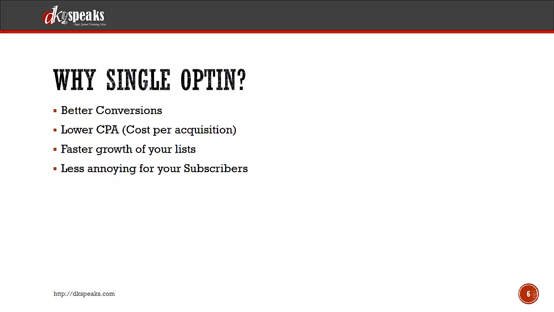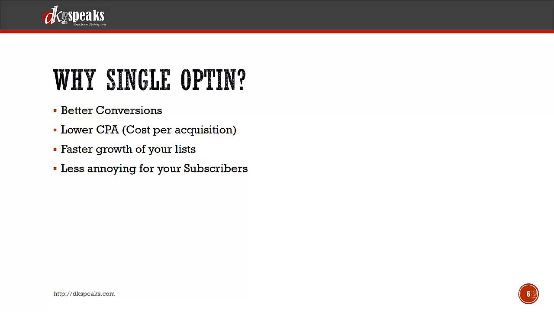So for example, if you're driving traffic to your opt-in form, you're paying for the traffic. Let's assume that you're paying $30 to get about 100 people sent to your opt-in form. And if out of those 100 people, about 30 people decide to enter their details into the opt-in form, it means that you're going to get 30 subscribers for the $30 that you spent. So the cost per acquisition is going to be $1 per subscriber.